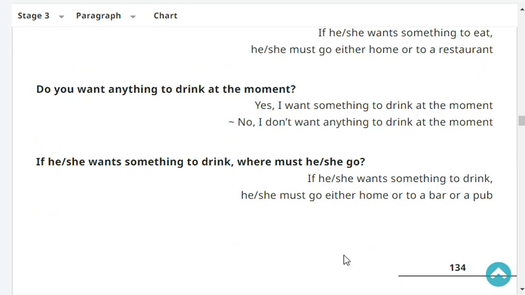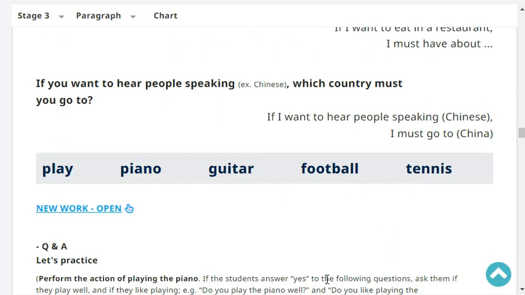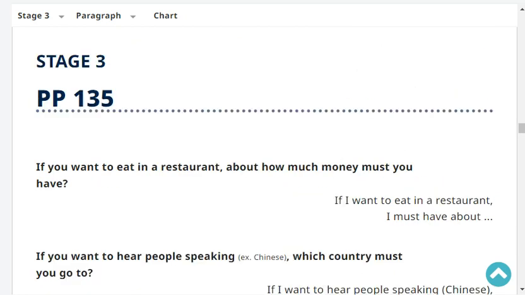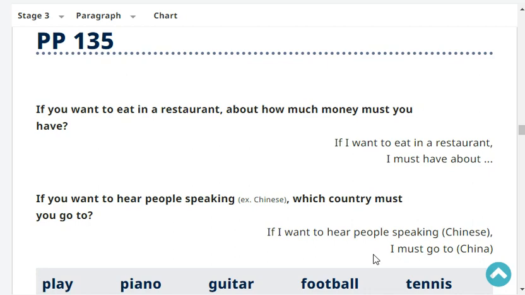Do you want anything to drink at the moment? No, I don't want anything to drink at the moment. If she wants something to drink, where must she go? She must go to either home or a pub. Very good. If you want to hear people speaking Chinese, which country must you go to? I must go to China. If you want to eat in a restaurant, about how much money must you have? I must have about 500,000 yen.